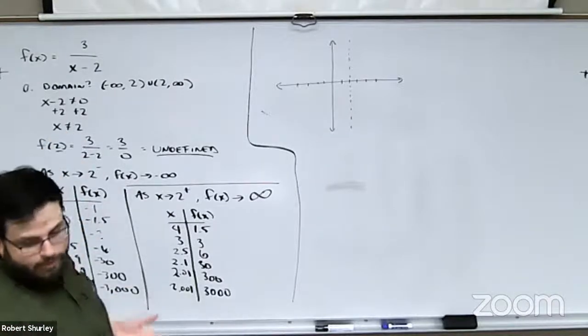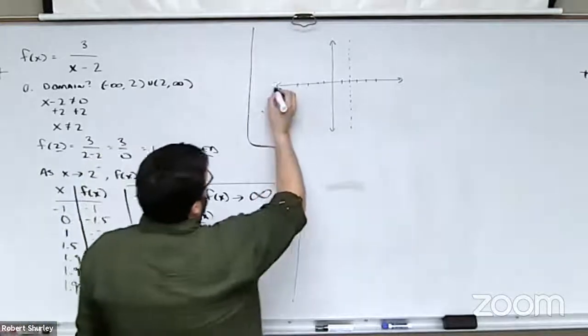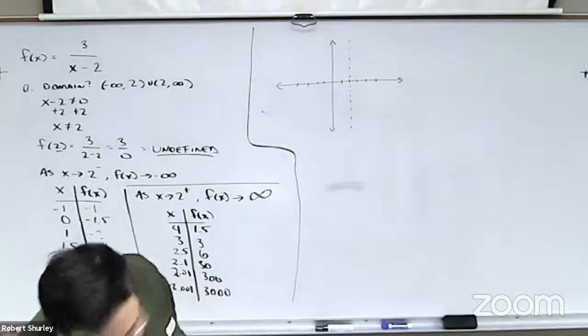And then I'm going to kind of graph it. You can see the graph in your book. It looks like we have a horizontal asymptote as well. We're at 0, we're at 1.